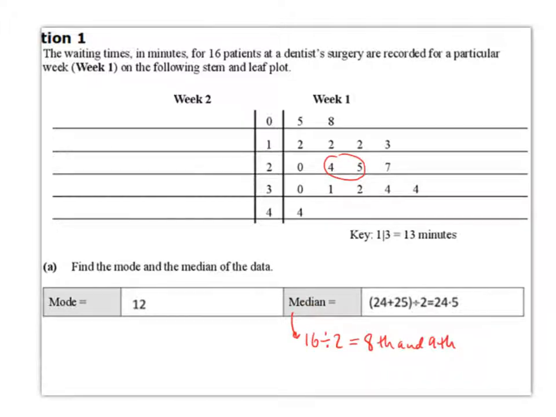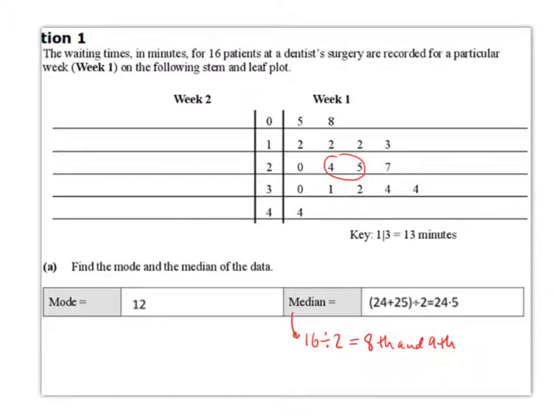The median means the middle value. There's a few ways that you can come up with the middle value from a stem and leaf diagram. Well, the first thing you can do is say, there's 16 patients in total. So 16 divided by 2 is 8. So we're going to go for the 8th and 9th patient, or 8th and 9th time. So we have 1, 2, 3, 4, 5, 6, 7, 8. So 24. And then the 9th is 25. So 24 plus 25 divided by 2 is 24.5. So halfway between 24 and 25 is 24.5.